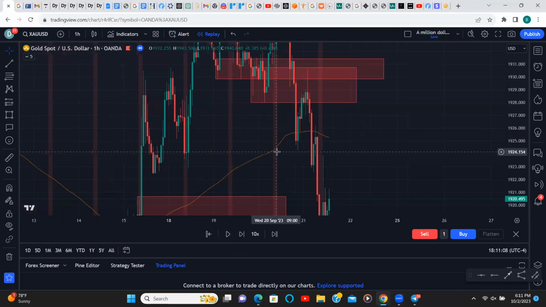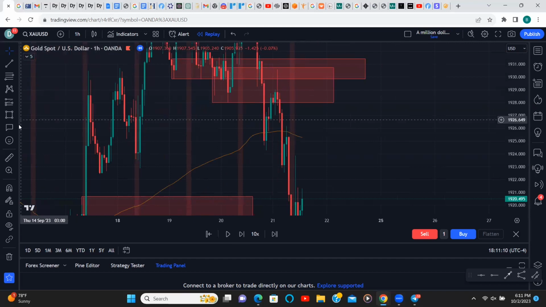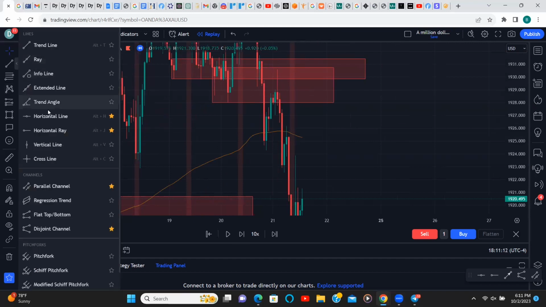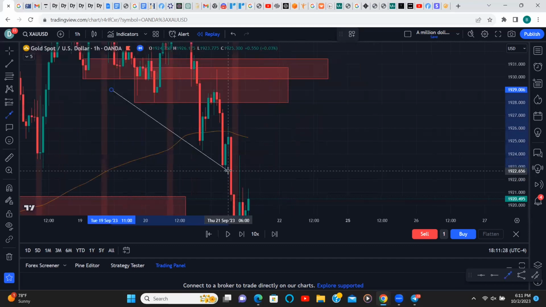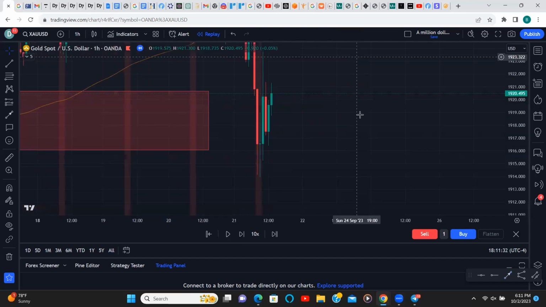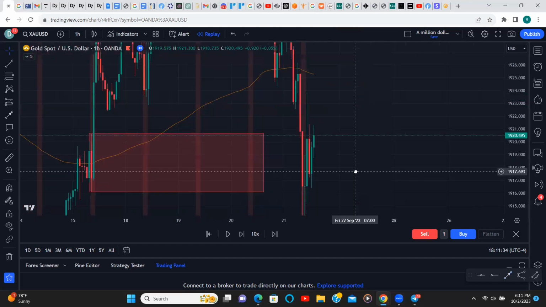Boom. Price said, you know what? Forget that demand zone. I'm just going to break more structure. It breaks past this low right here. Look, it makes a full closure below with the candle. Breaks past these lows right here with a full closure with the candle. It did not decide to sweep anything. It did what?